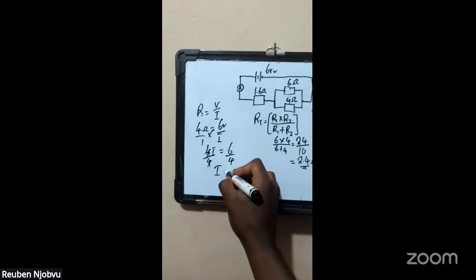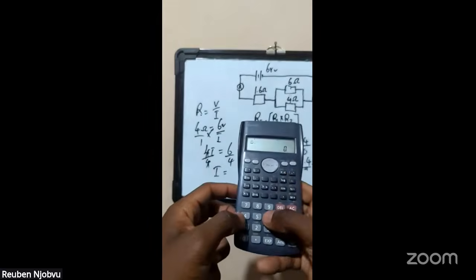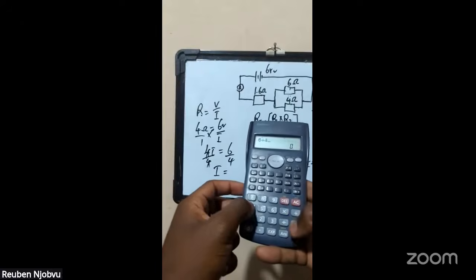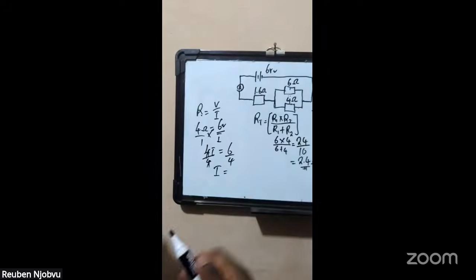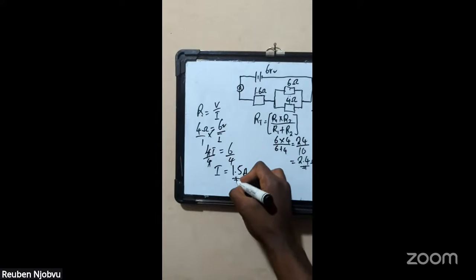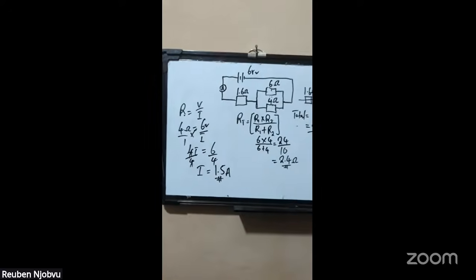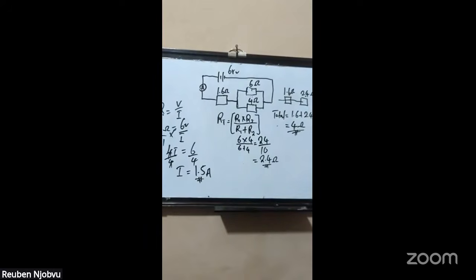So meaning the current passing through the point, you go to your calculator, 6 divided by 4, you get 1.5. So 1.5 amps is the current. That's your answer for that question. Good. I can see some comments, people solving. That's how you solve this question.